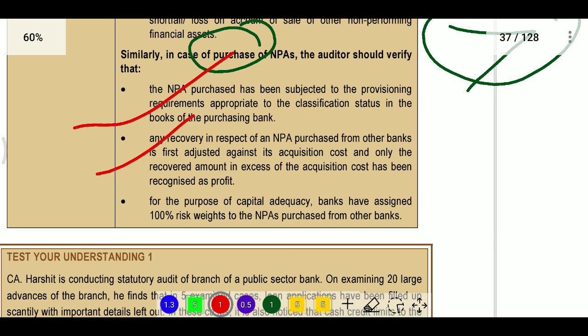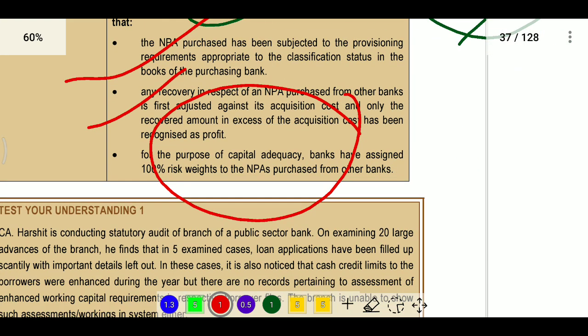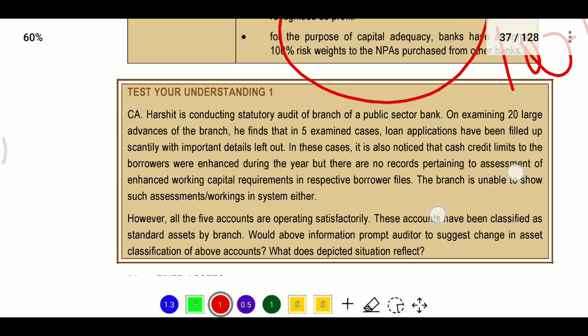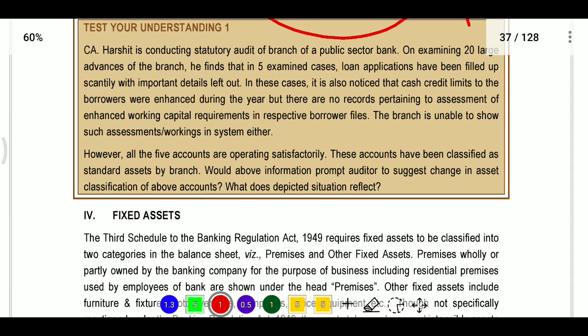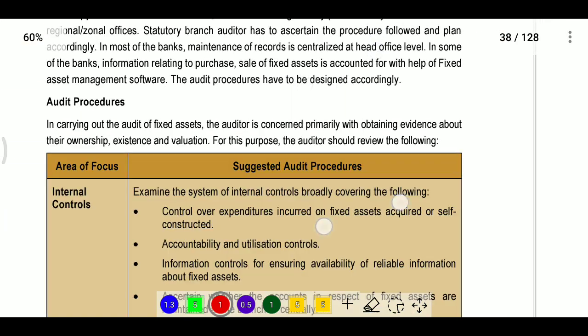For capital adequacy, the bank should assign a 100% risk weight to NPAs purchased from other banks. Next, here is one question to test your understanding. I think the question will be explained in the next video.